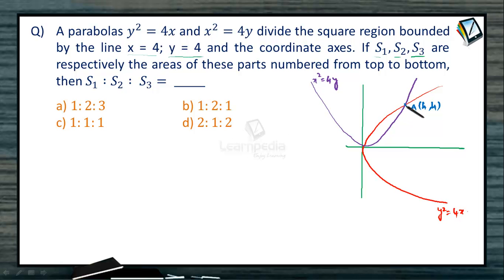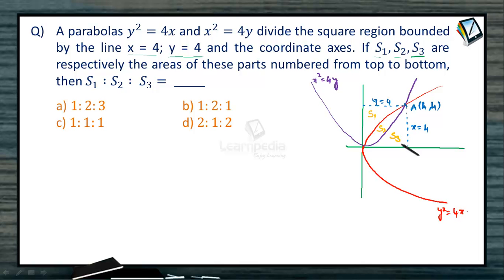So what do we mean by that? This line x equal to 4 is a line parallel to the y axis. So this is the line x equal to 4. And how will the line y equal to 4 look? Yes, it's a line passing through (4, 4) parallel to the x axis. This is y equal to 4. So these two curves are dividing the square region into three parts, and these parts are numbered from top to bottom as this portion S1, this region S2 and this region S3.